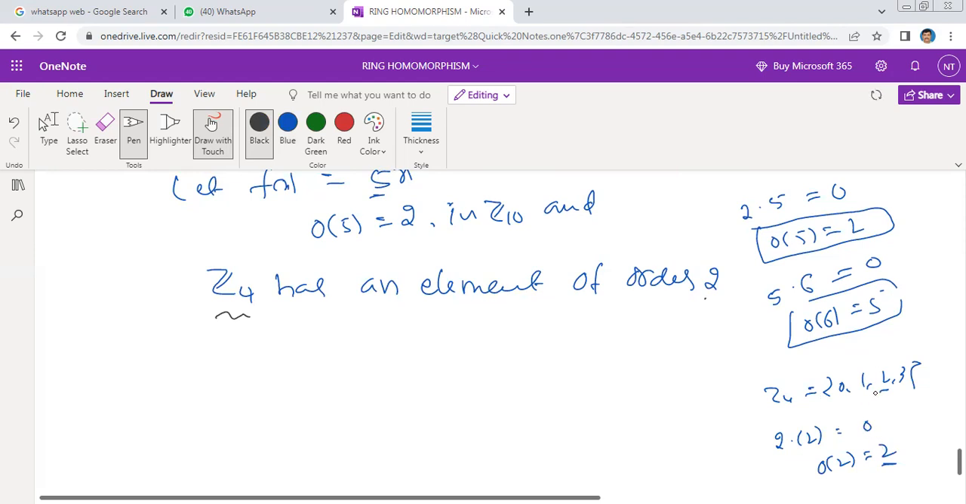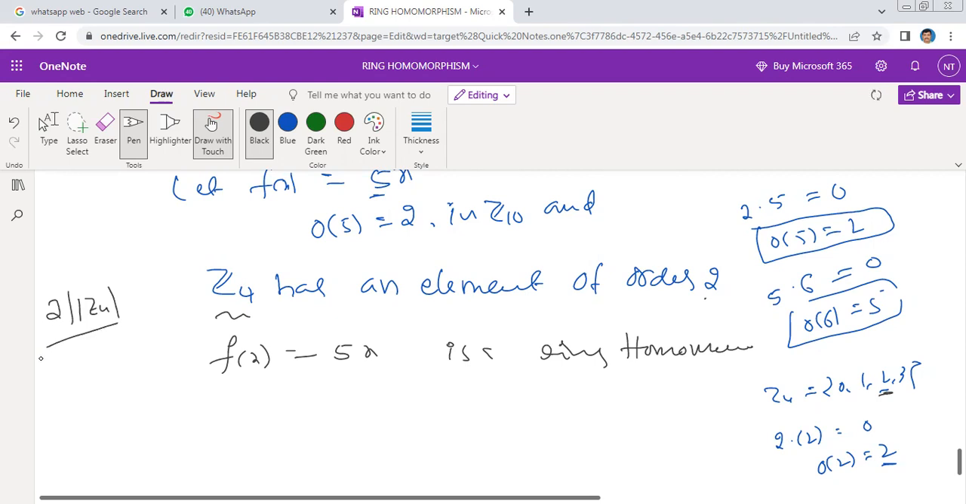Since there is an element of order 2, therefore f(x) = 5x is a ring homomorphism. Also check another condition: the order of an element divides the order of the group. Z4 has an element of order 2, and 2 divides the order of Z4, which is 4. 4 is divided by 2. This is correct, so we can simply write the answer.